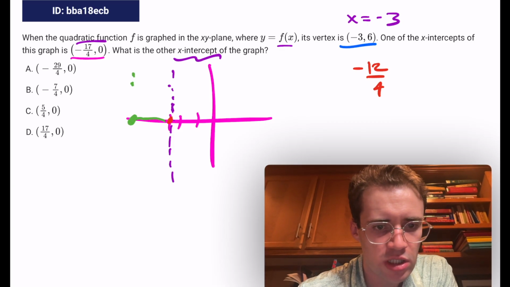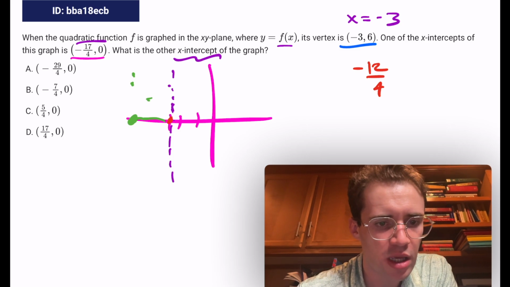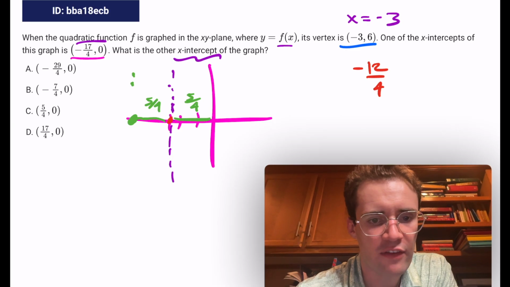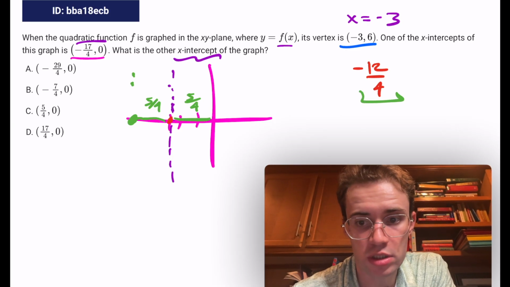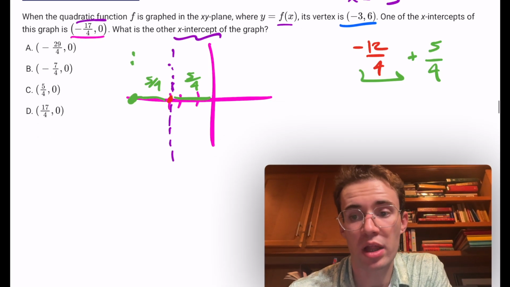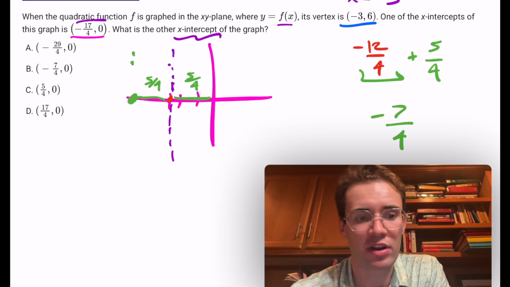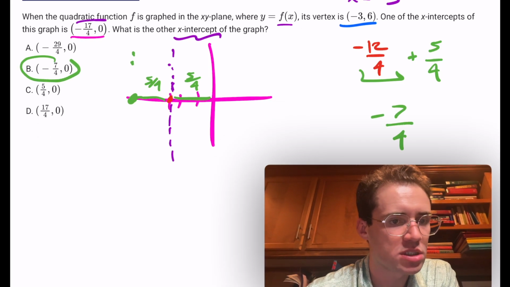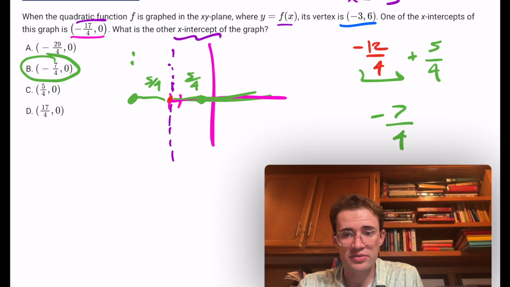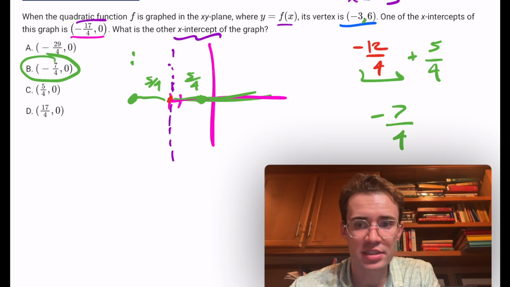Like here. So here's one of your zeros. The other zero should be 5/4 to the right of that. So 5/4 more than -12/4, which is -3. So -12/4 plus 5/4 gives us -7/4. So -7/4, 0. This solution is just using the fact that the axis of symmetry passes through the vertex, -3, 6.